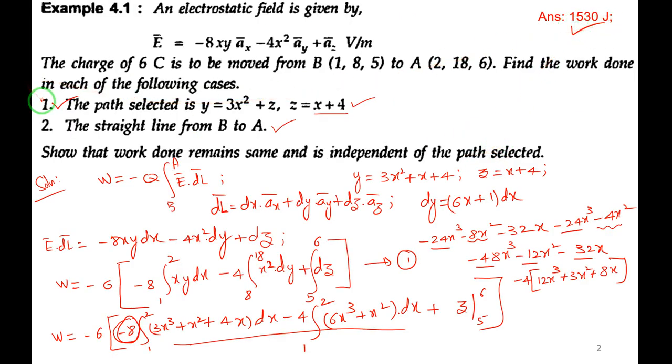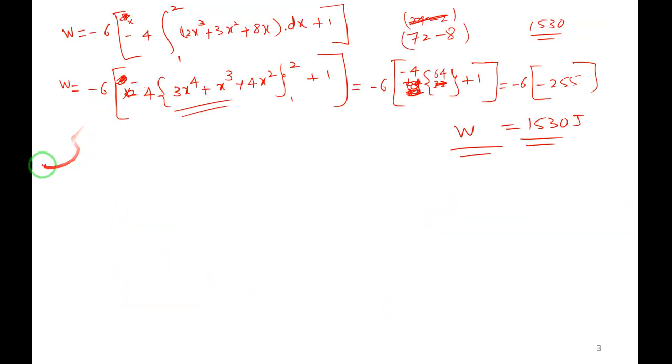Fine, the first case is over. Next, let us take the second case: the straight line from B to A. But this equation 1, whatever I have done, remains the same. So I will take this equation 1 and rewrite it for case 2. So W is equal to the same thing. Okay, let me write it.